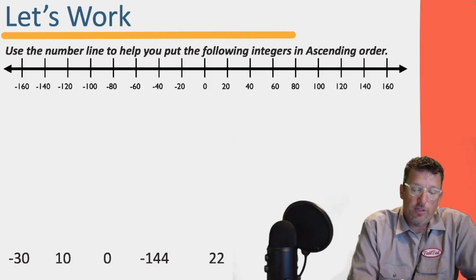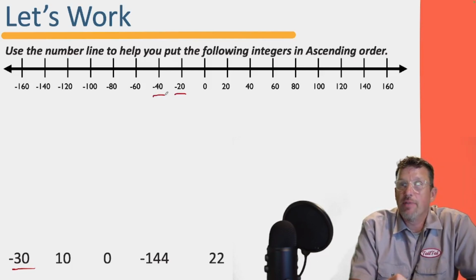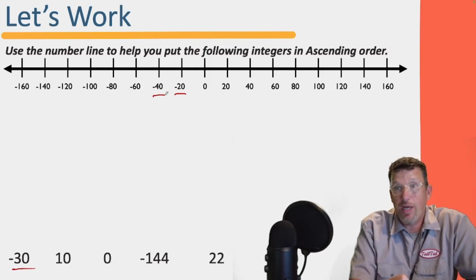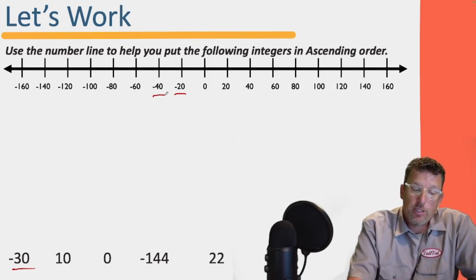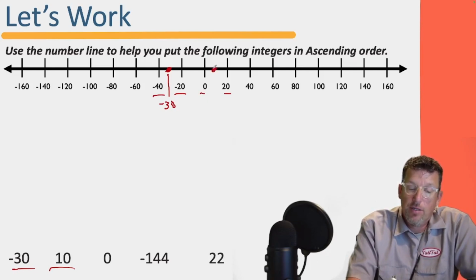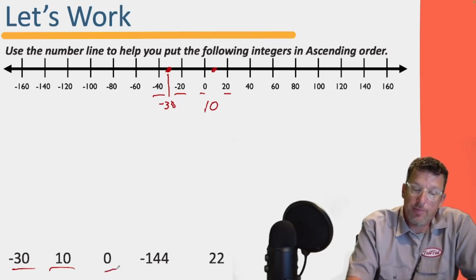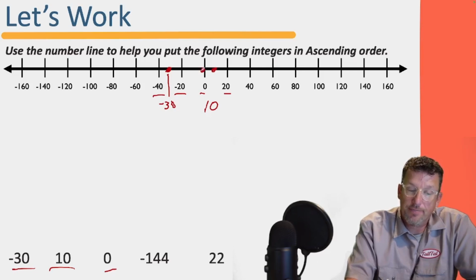So where would negative 30 be? Here's 0, here's negative 20, here's negative 40. Negative 30 is between negative 20 and negative 40, correct? So negative 30 would be right there. And then we look at the 10. If this is 0 and this is 20, where's 10? Halfway between 0 and 20. So this would be 10. Where would 0 be? That's pretty simple. That's right there in the middle. So that would be 0.